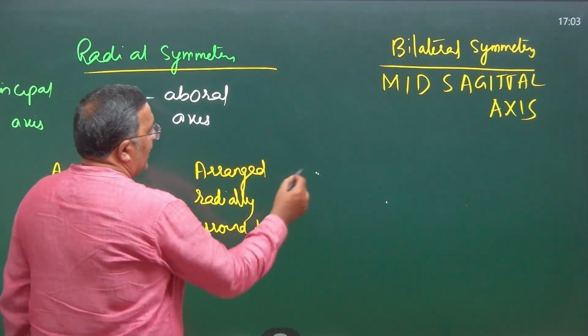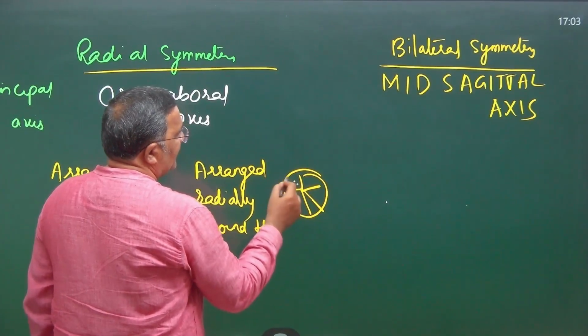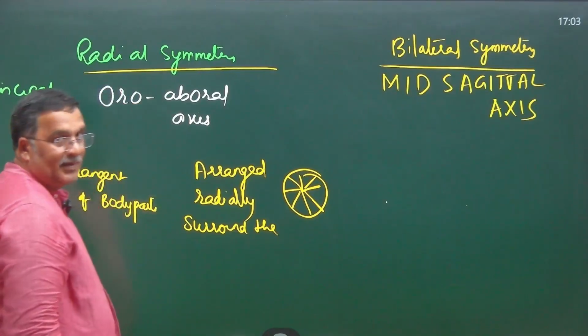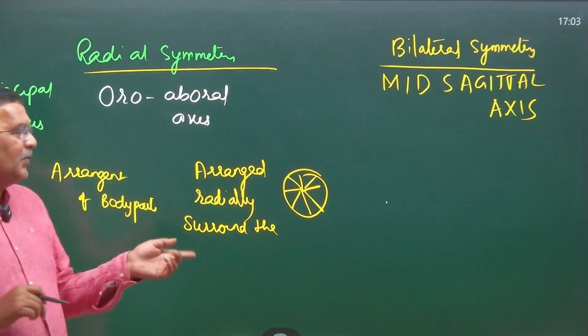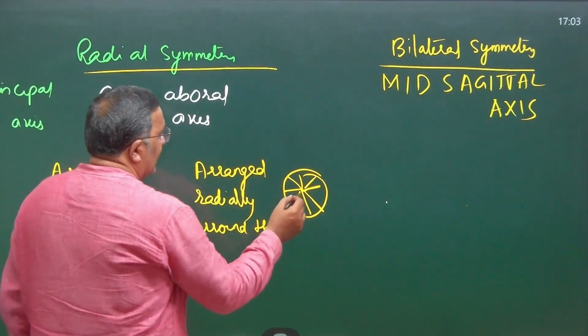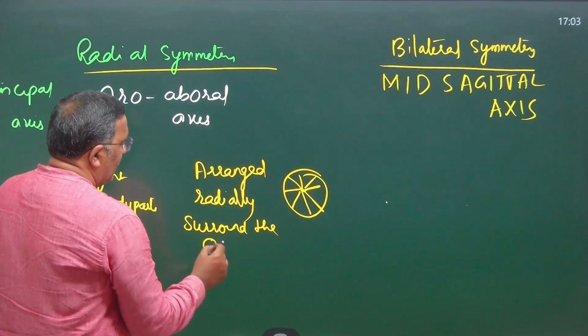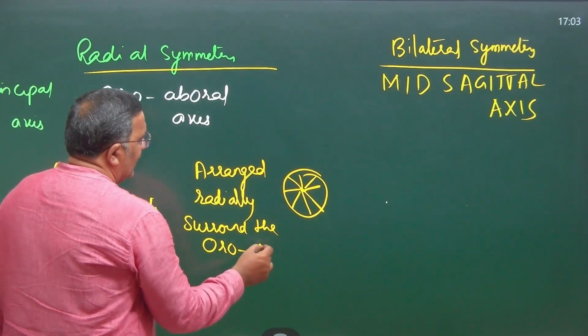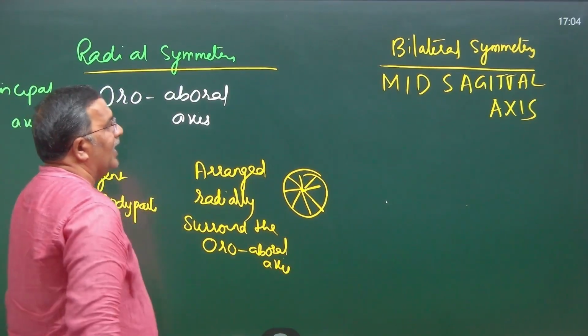At least in an umbrella you can recognize it easily. The center stick is there and there are so many spokes, isn't it? When you see the umbrella from inside, you will find so many spokes. Those spokes are the arrangement of body parts, arranged radially, surrounding the stick of the umbrella, the oroaboral axis.